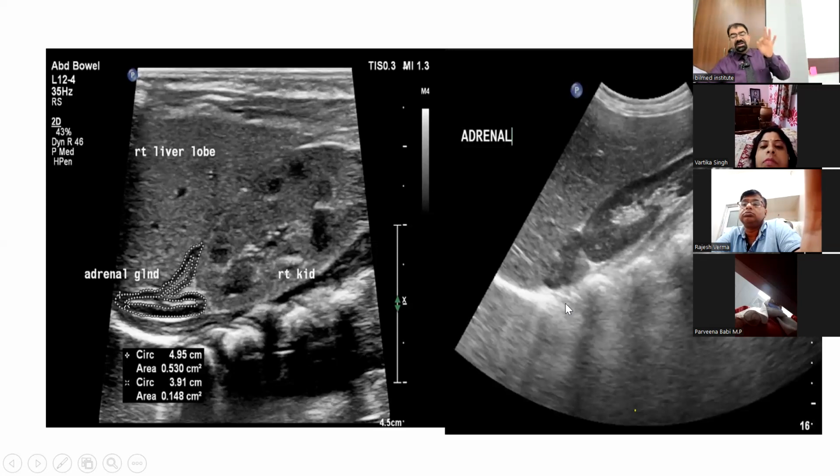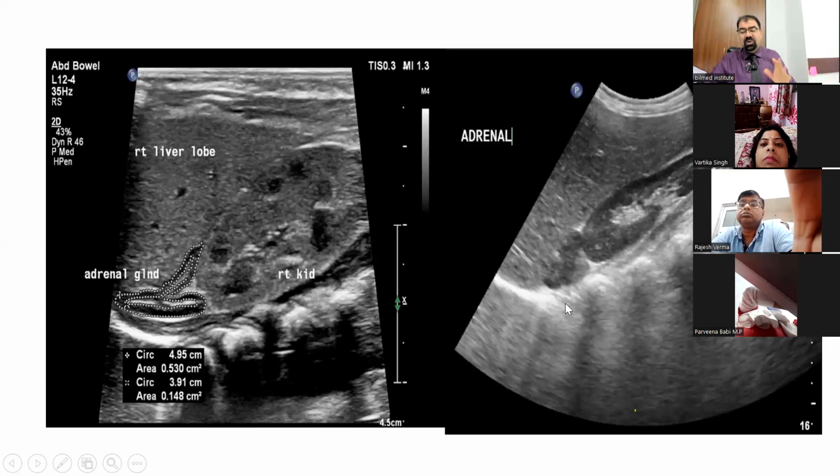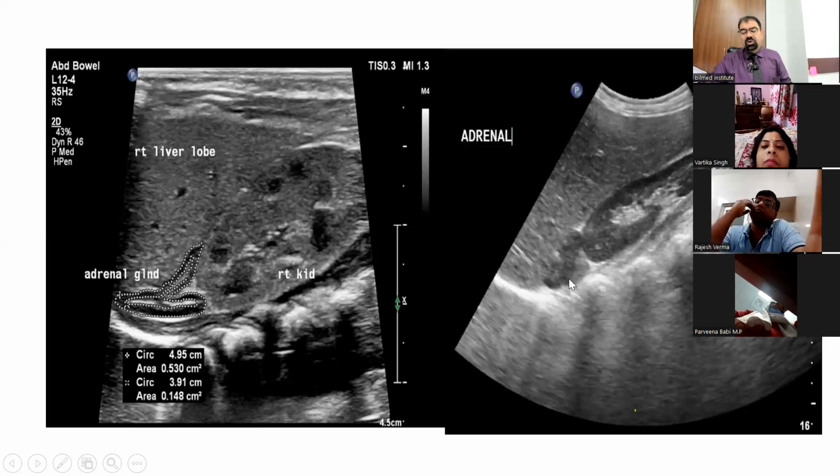Usually this is not seen on ultrasound, and if seen on ultrasound it is abnormal. Mostly we are not seeing such prominent adrenal glands. So the basic question is where to see, not this side. This side is inferior. I have to look on this side because this is superior. See the importance of the screen orientation.